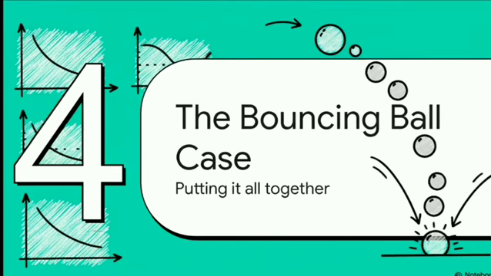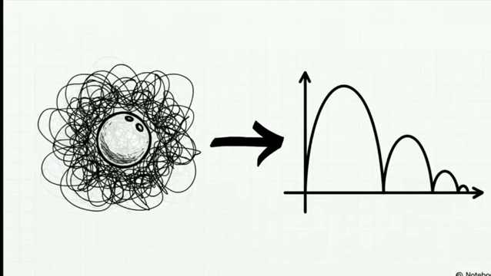Okay, so we've got a handle on position, velocity, and acceleration. Now it's time for the ultimate test, a bouncing ball. This one single action combines absolutely everything we've just learned. A bouncing ball seems pretty random, doesn't it? It's accelerating, it hits the ground, it instantly reverses direction, it slows down as it goes up. It's just a mess of motion.